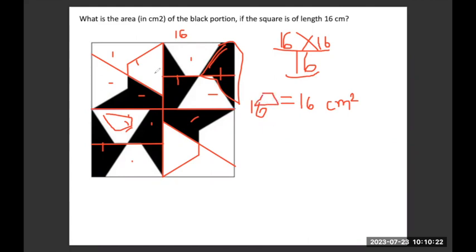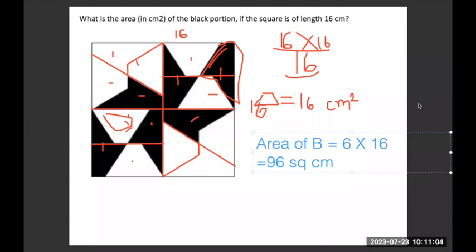Now, how many trapeziums or this weird form are there in this black colored part? There are 1, 2, 3, 4, 5, 6. There are 6 of it. So the area of the black part is 6 multiplied by 16, which is 96 square centimeters. Is this clear? I don't know why you're getting 128. There might be some miscalculation probably.